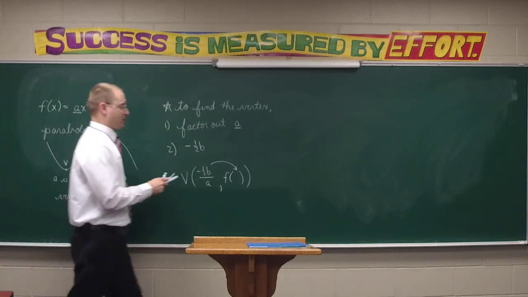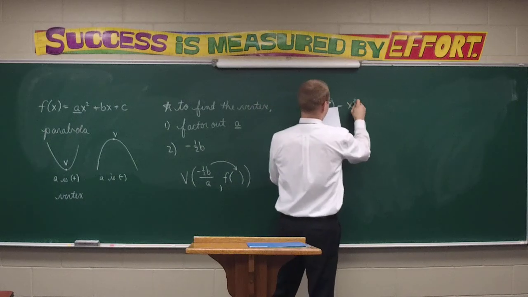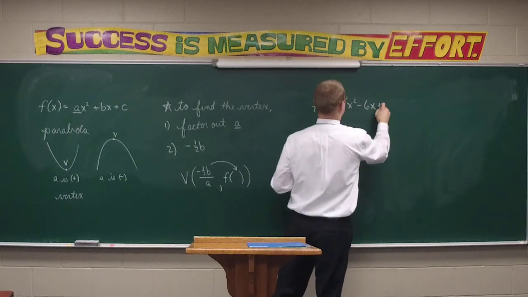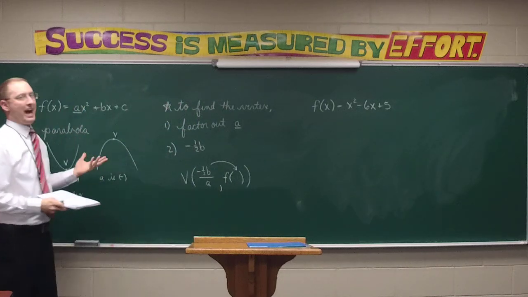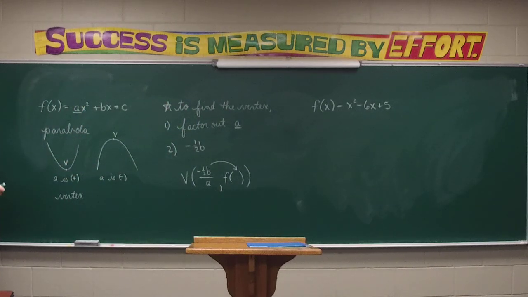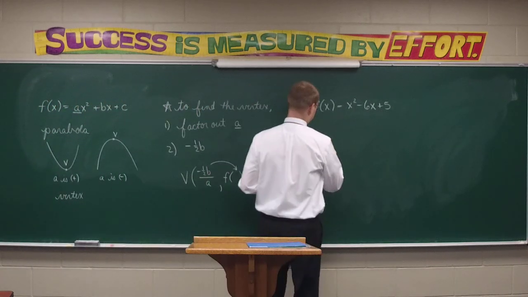For instance, write this function down. f(x) equals x squared, negative 6x, positive 5. Clearly a quadratic function, right? We've got the x squared as the highest power. We want to figure out where is the vertex.